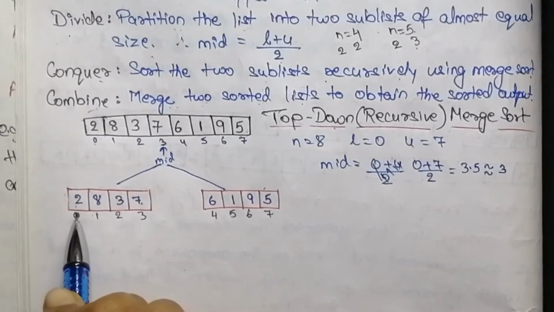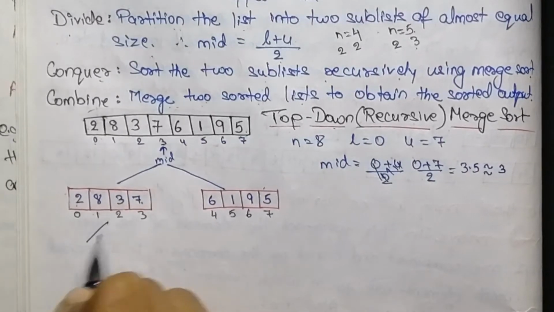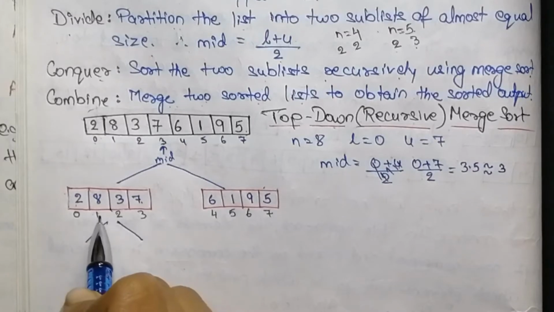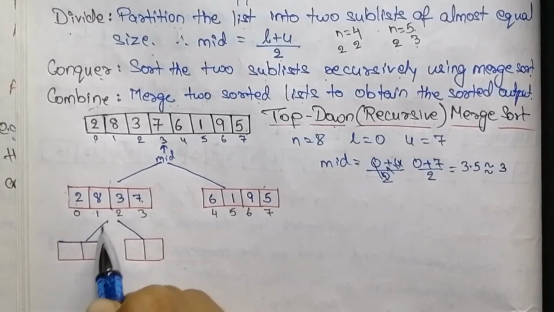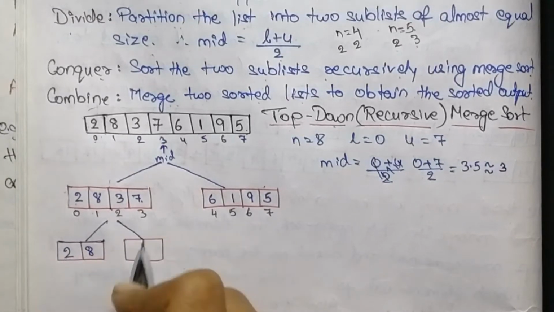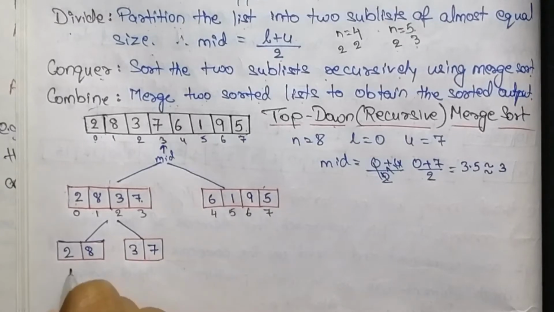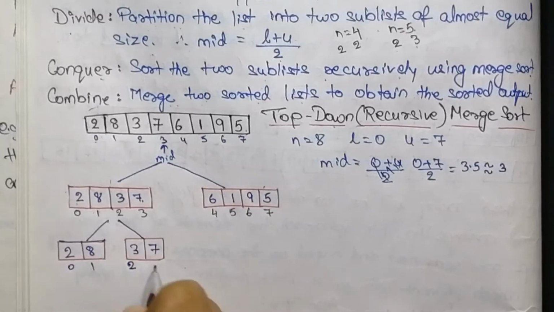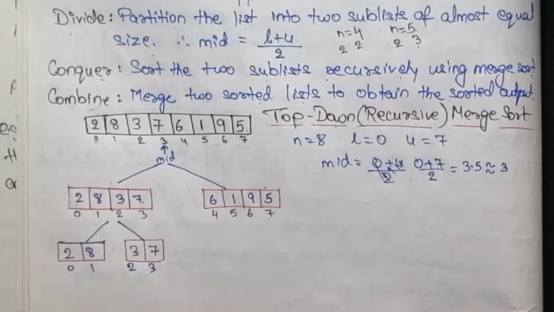Now we will again divide this sublist into two parts. Here the middle index will be 1. That means the list will be partitioned from this position. So one sublist will contain the elements 2 and 8 and the other sublist contains the elements 3 and 7. 0, 1, 2, 3 are their indexes, right?